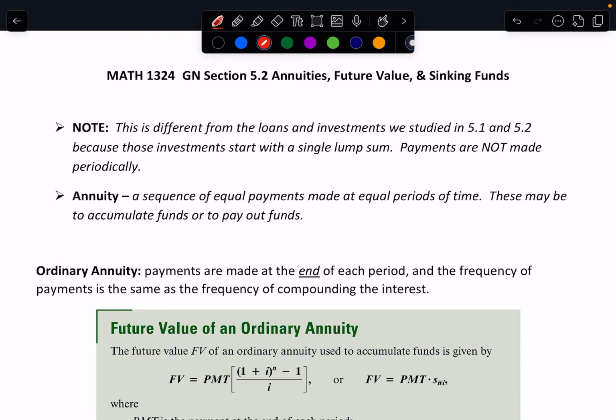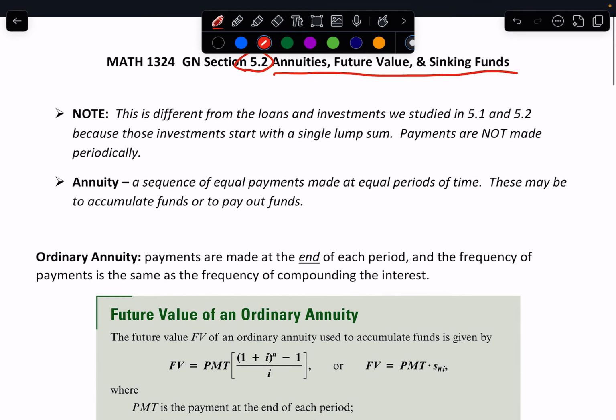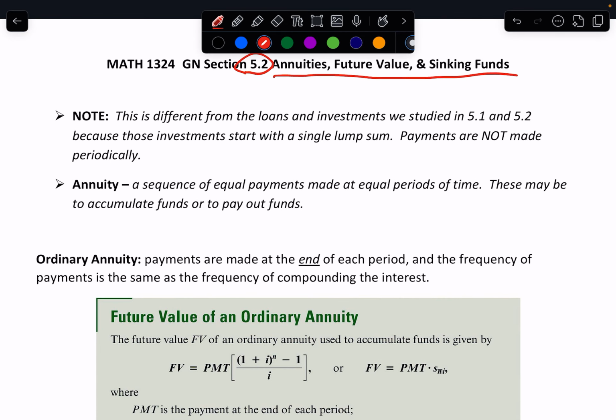Hello. So, this is lesson 5.2, Annuities, Future Value, and Sinking Funds. Oops, okay, there's a mistake here. This was actually 5.8, both of them, simple and compound interest. In the old edition of the book, lesson 5.1 was a single interest, and lesson 5.2 was a compound interest. So that's why there's kind of a mix-up.